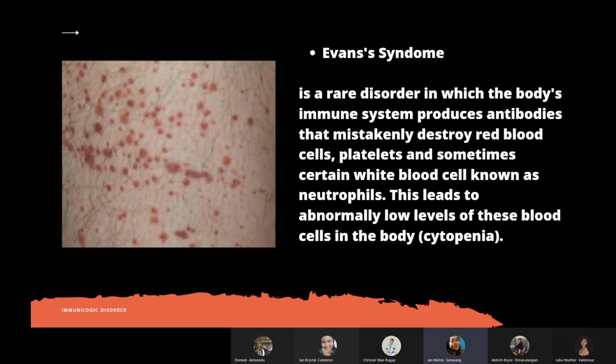The most frequently combined syndrome of hemolytic anemia and thrombocytopenia is called Evans syndrome. Evans syndrome is a rare disorder in which the body's immune system produces antibodies that mistakenly destroy red blood cells, platelets, and sometimes certain white blood cells called neutrophils. This leads to abnormally low levels of these blood cells in the body, called cytopenia.